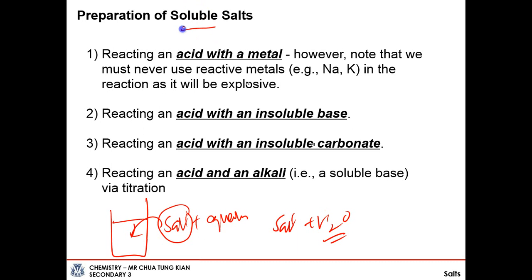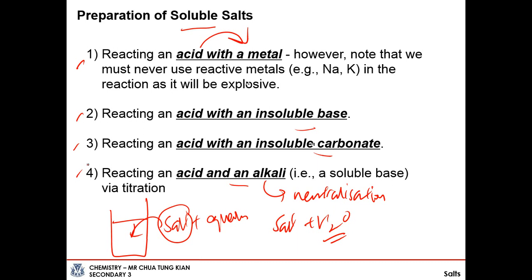Right, so there are 4 methods to prepare soluble salts. Acid metal reaction, but of course we cannot react a very reactive metal with acid, for example sodium or potassium. We don't react the reactive metals with acid directly. We can do an acid and insoluble base, an acid and insoluble carbonate, and an acid alkali reaction. This is also called neutralization, if you recall. So these 4 methods here may look a bit scary. Don't worry, we'll go through them one by one.